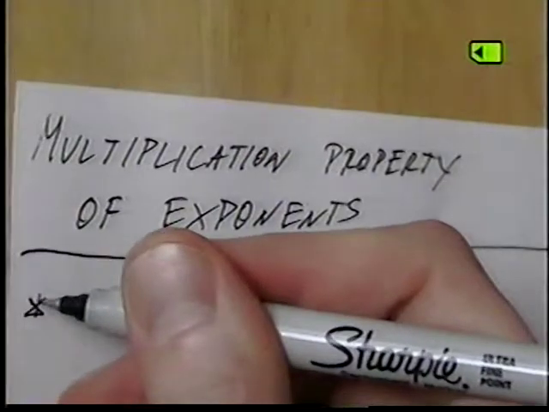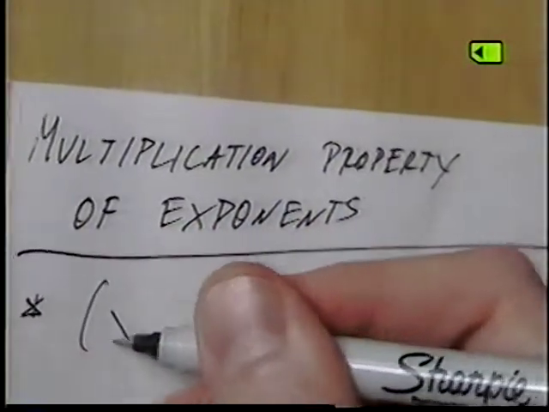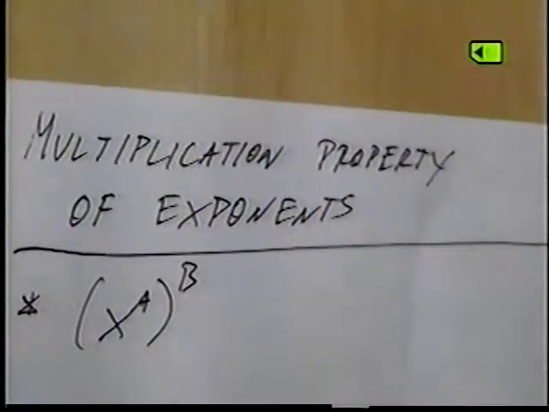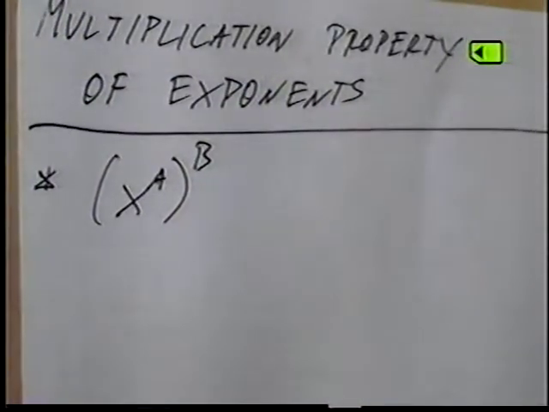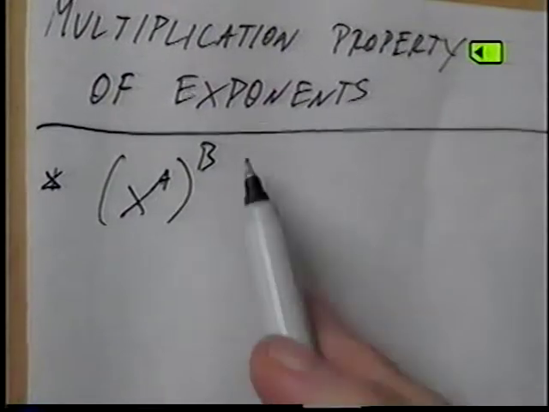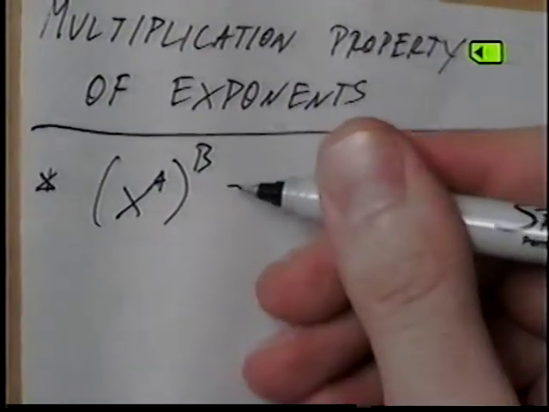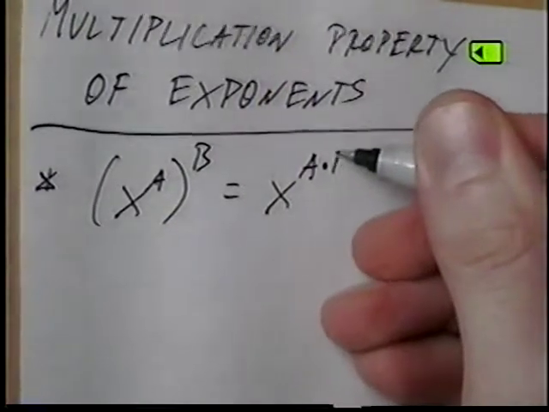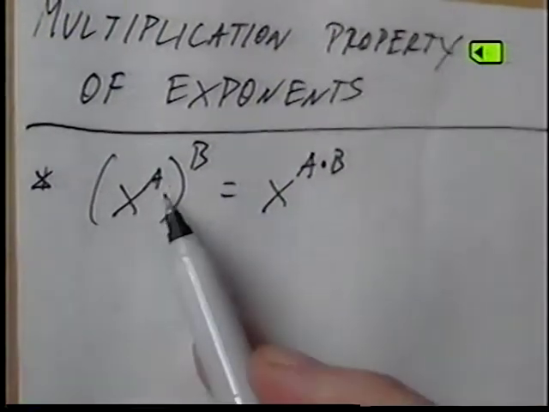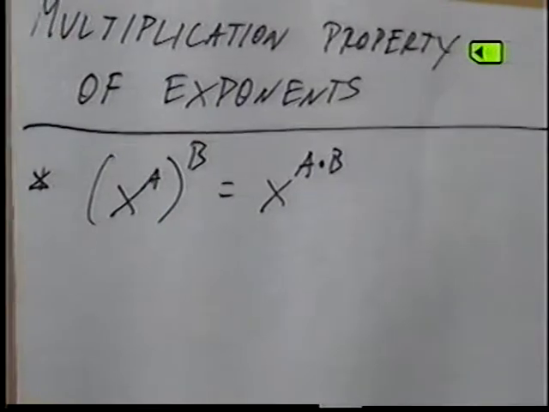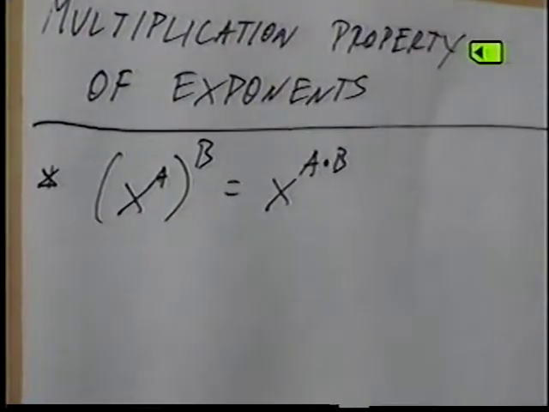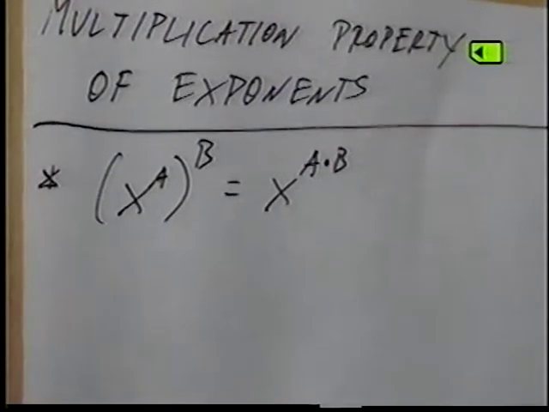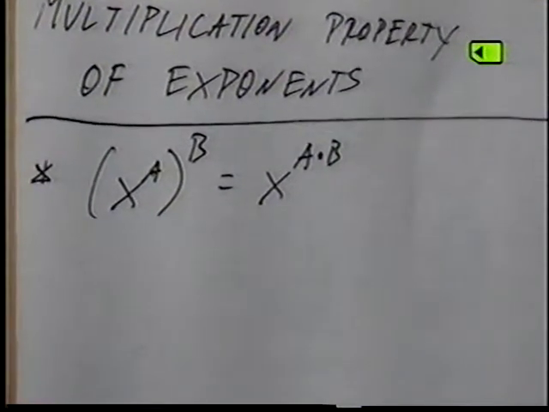Definition for today is parentheses x to the a power, and then outside the parentheses another exponent to the b power. So x to the a power to the b power is equal to x to the a times b. So when you have two exponents separated by a parentheses, you can multiply the exponents together, and the base x, whatever number, whatever variable it is, can stay the same.